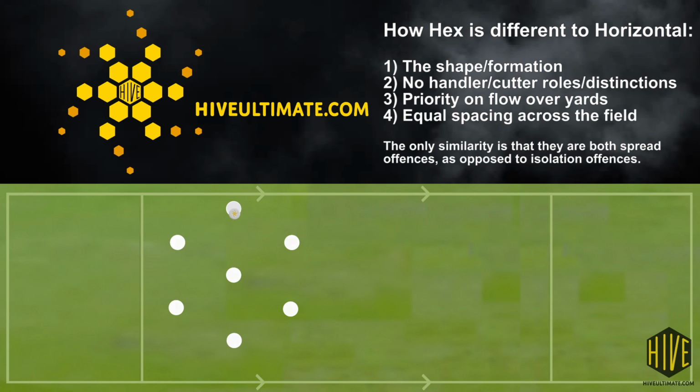When the disc is then in the midway point between the center and the sideline, then you have these two layers of players downfield. In this position, you could call it a 2-3-2, but it's not great to think about hex in that kind of way because it's not really a formation as such.